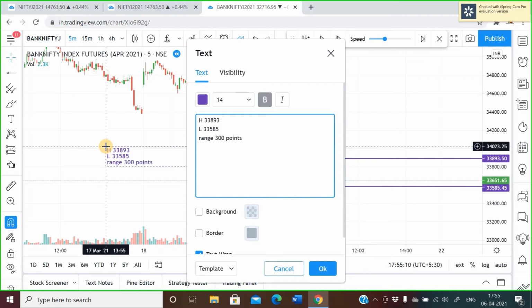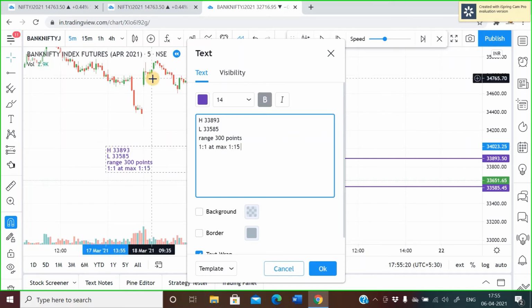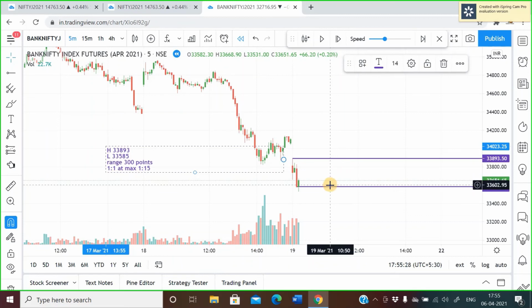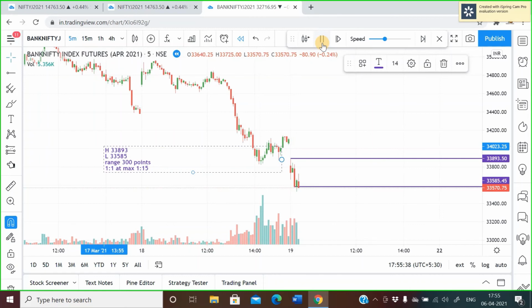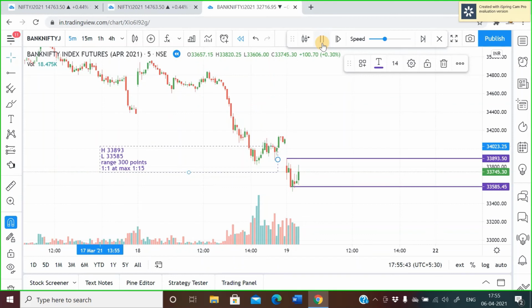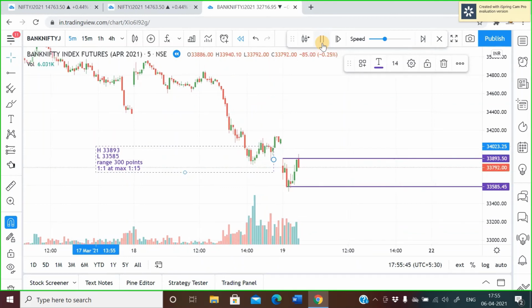Now my stop loss, as I said, we will be following 1 is to 1 at max, 1 is to 1.15, or as per your risk appetite. We will be waiting for any close to happen above the high or below the low. If it happens above, we'll go for a long trade in the subsequent candle. If it happens below, we'll go for a short trade in the subsequent candle. Let's see what trade opportunity it gives. So far, none. It's still in the range, so we're waiting patiently for it to close above or below.